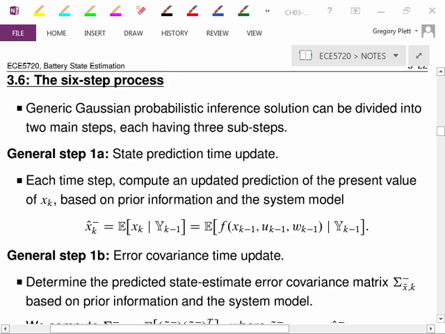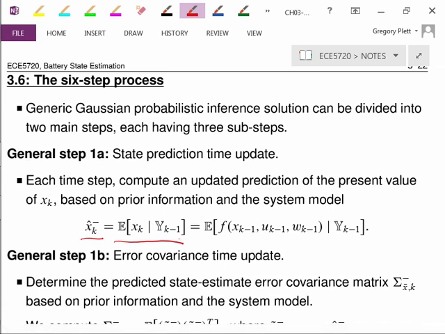Every time step, the first thing we do, general step 1a, is to predict what we think the state of the system is right now based on past information. So we are computing an updated prediction of the present value of x_k. We are computing x hat k minus. Remember, that's our prediction of the state at time k. The minus says given only past information. By definition, we have said x hat k minus is equal to the expected value of the true state, x_k, given measurements up to and including time k minus 1 only.